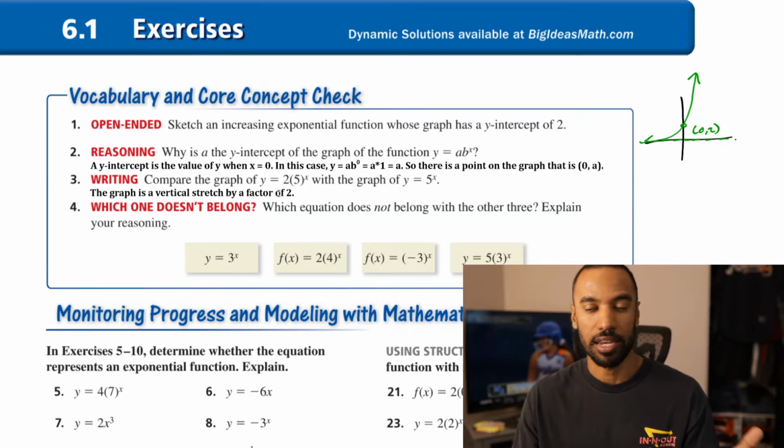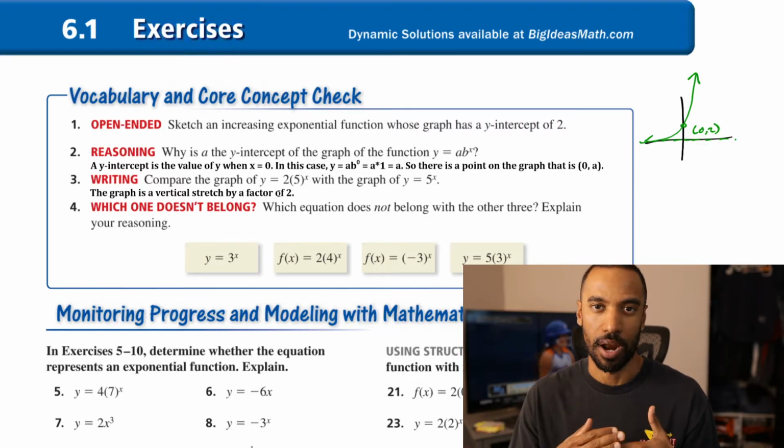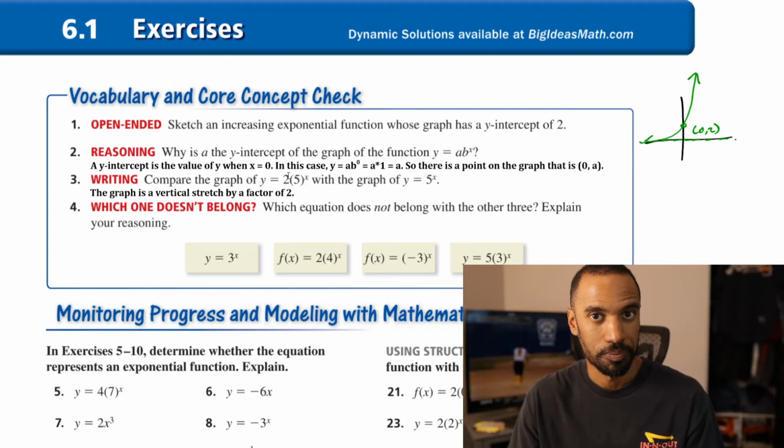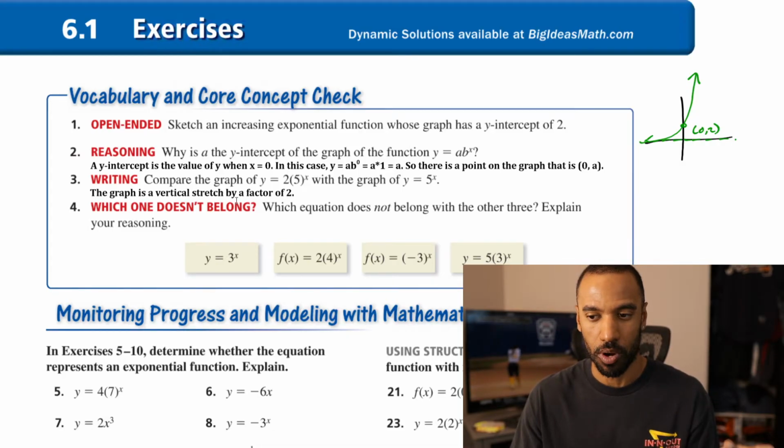You could also state other things. For me personally, what I'm going to do is state, hey, this is a y-intercept of 1. This is a y-intercept of 2. That's going to be the big difference for me, but my description will have to be this.